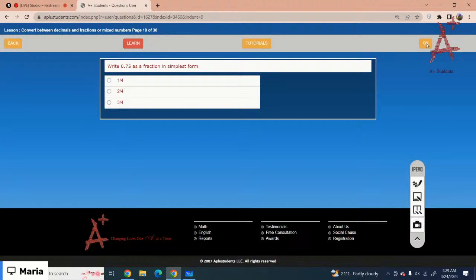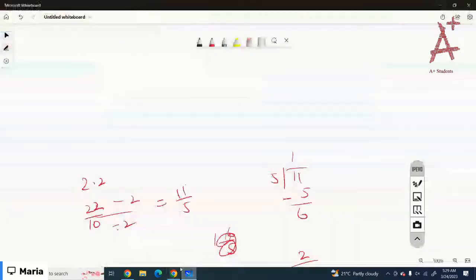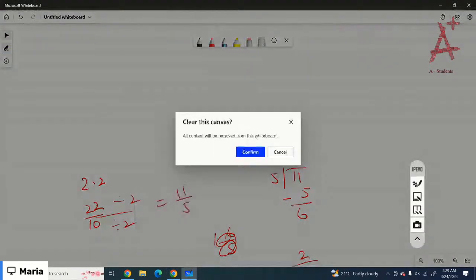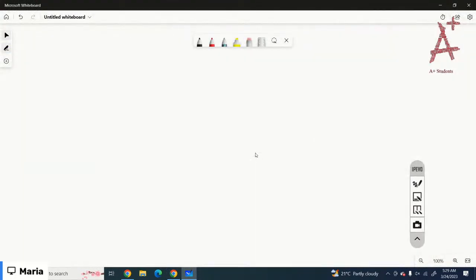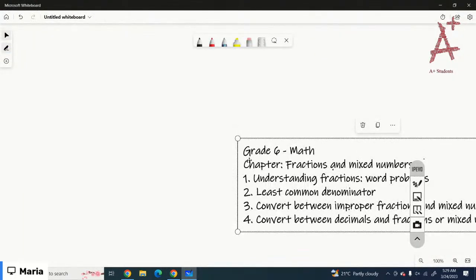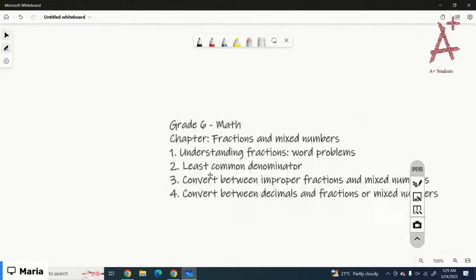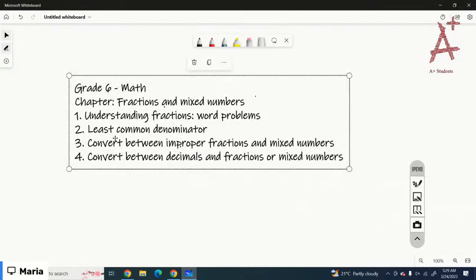Okay, you can complete the test by yourself later today. So we are working on grade 5 maths. The chapter we are working on is decimals, fractions and mixed numbers. Lessons we have covered today are understanding fractions word problems, least common denominator, convert between improper fraction and mixed numbers, and convert between decimals and fractions or mixed numbers.